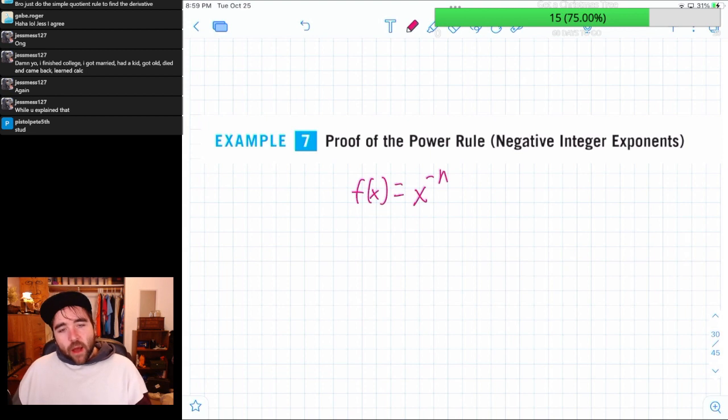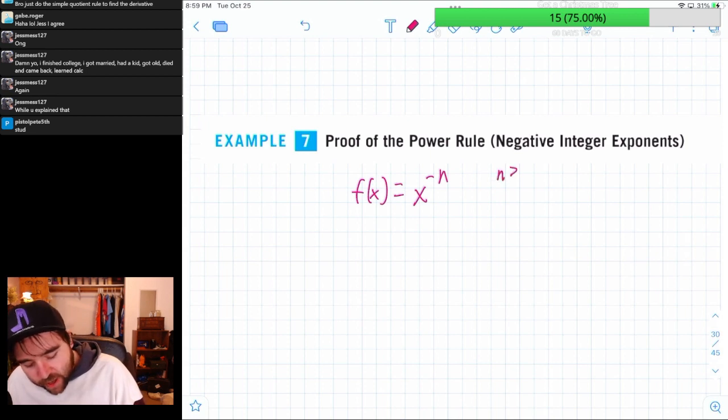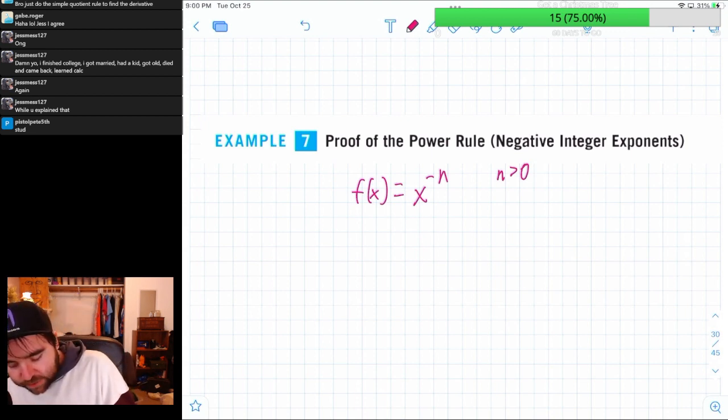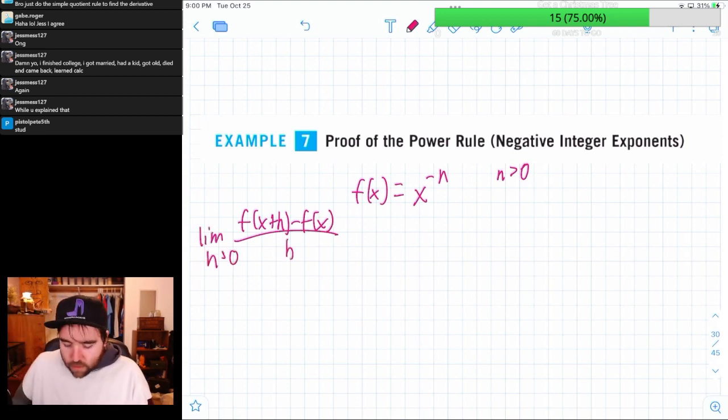Well, n is positive, I guess. So I guess we're going to say that n is greater than 0, but we're going to rewrite it as negative n. And then we want to use the limit definition. So let's just write out what the limit definition is: f of x plus h minus f of x over h, with the limit as h approaches 0. So that's what we're going to use here. So let's go ahead and do that then.